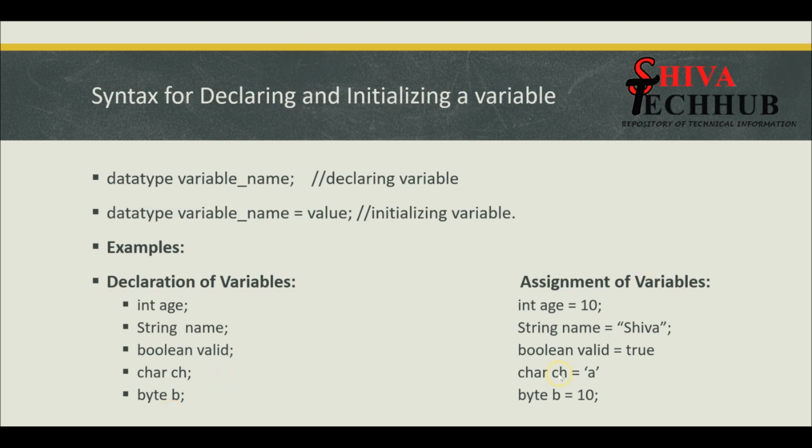Now on the right hand side, we are assigning the variables. We are using the same variable name and same data type, but now we assign a value to the variable. Consider int age equal to 10, string name equal to Shiva, which is in double quotes, and boolean valid: if it is valid, then true, if it is not valid, then false. We can also assign a single alphabet to a character type of variable, and we can assign a value to a byte variable equal to 10. This is the assignment of variables, or you can also call it initialization of variables.